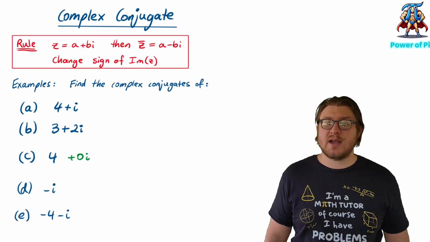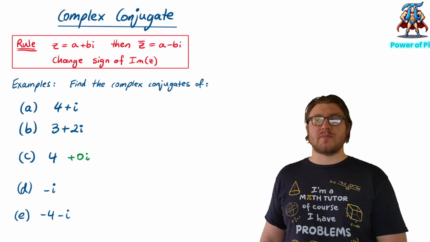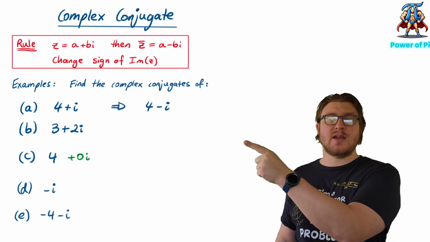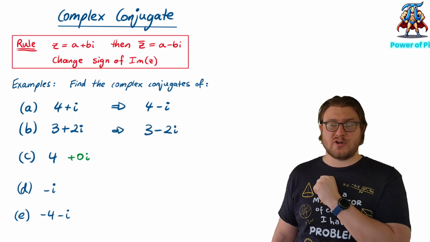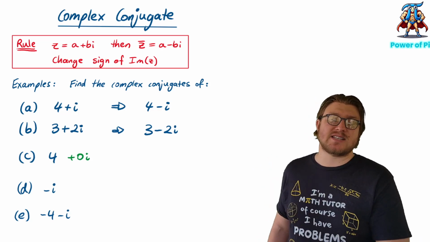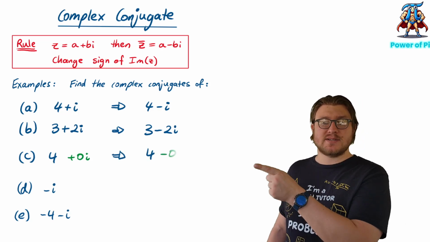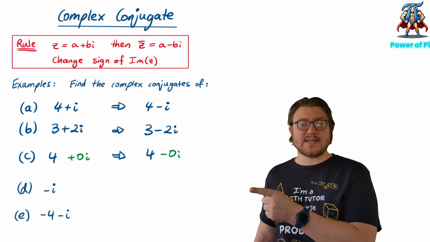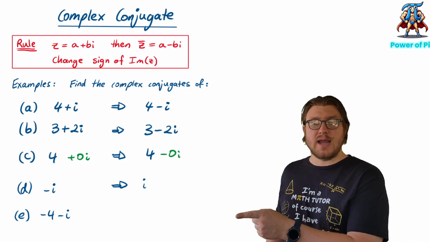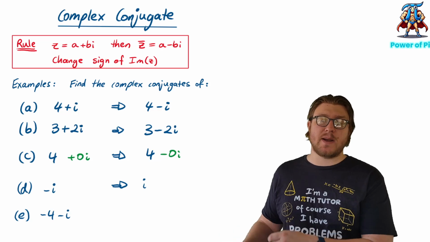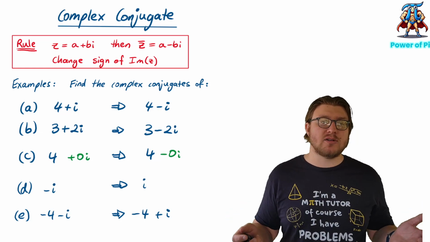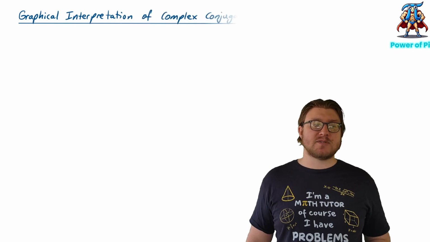Here's a list of complex numbers. Let's go through them. First one, we switch plus to minus: 4 minus i. Second one, we switch the plus to minus: 3 minus 2i. Third one, well, we don't have an imaginary part. Imagine this as plus 0i, making minus 0i. Doesn't matter, we just have 4. Minus i, well, we switch the sign for the imaginary part, so we have positive i. And here we switch to negative for the imaginary part, leaving us with minus 4 plus i. Wonderful. This is the whole concept of conjugates, but they have some special properties.